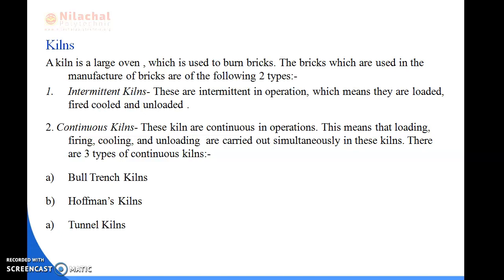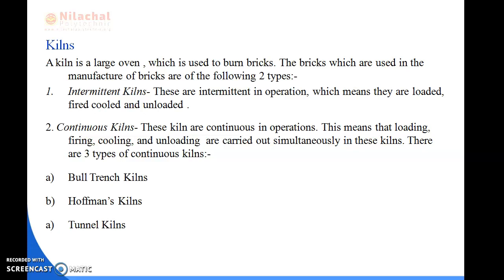Next is continuous kilns. These kilns are continuous in operation. This means that the loading, firing, cooling and unloading are carried out simultaneously in these kilns. There are three types of continuous kilns: first is bull trench kiln, then Hoffman kiln and tunnel kiln. So we will be reading about continuous kilns.